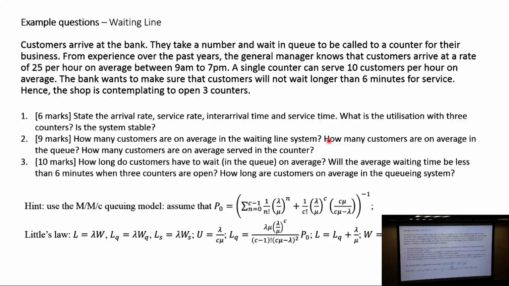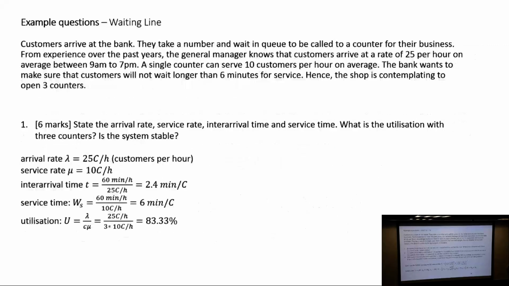So P0, what is P0? Yes, the probability of no customers. Why do we need this? Because we need P0 to calculate the queue length, the average number of customers waiting in the queue. So we need P0. Okay, if we know all these equations, we can probably calculate them all.